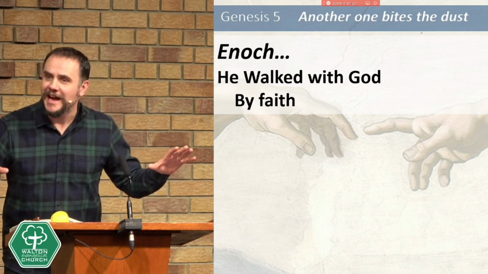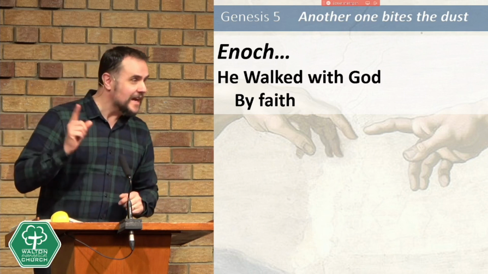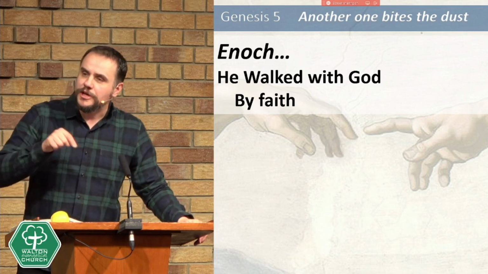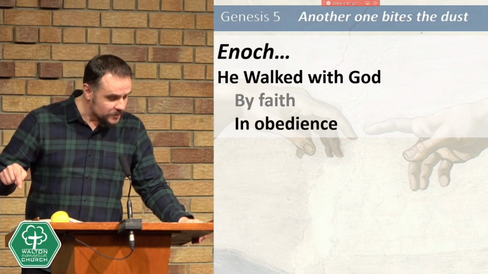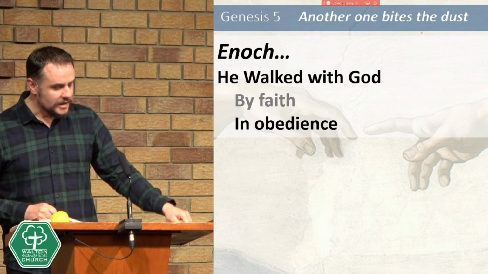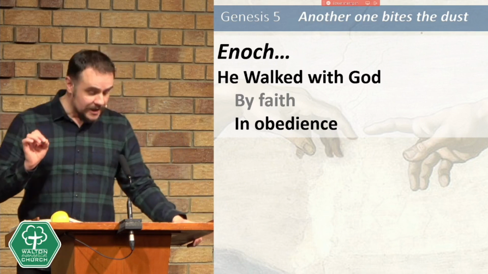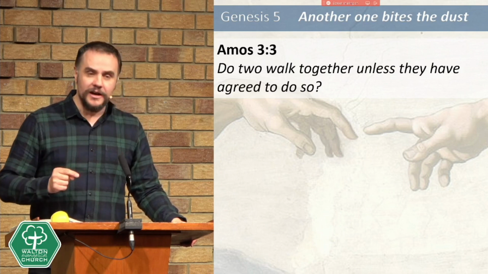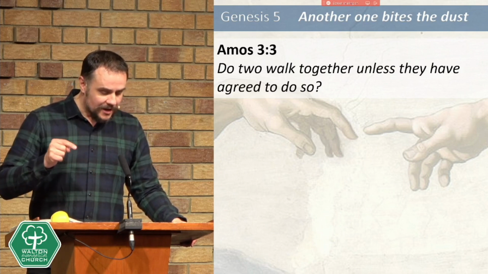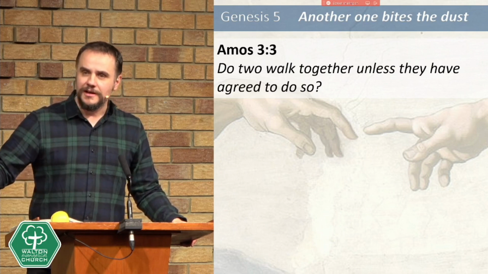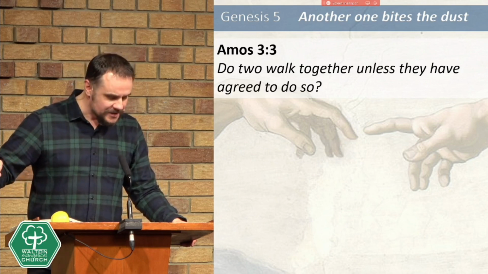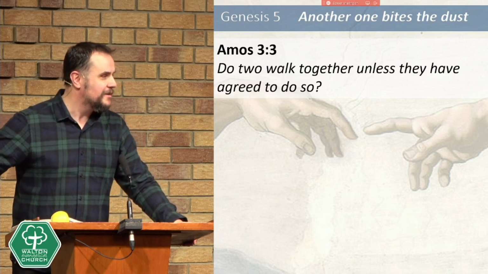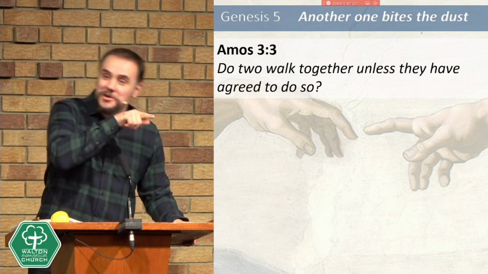That's what Enoch had. The second thing, to walk with God also means to walk in obedience. The prophet Amos makes this point really clearly. He says this, listen, do two walk together unless they have agreed to do so? Can two walk together unless they are agreed? To walk with God means to go God's way. You're not leading God your way, you're walking his way.